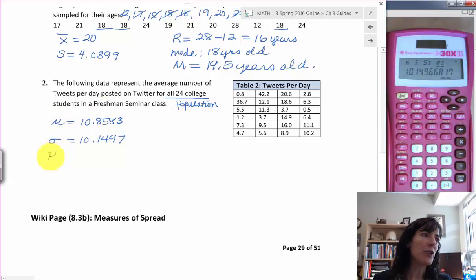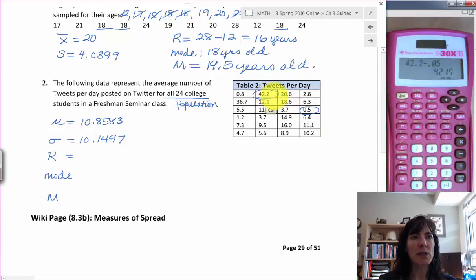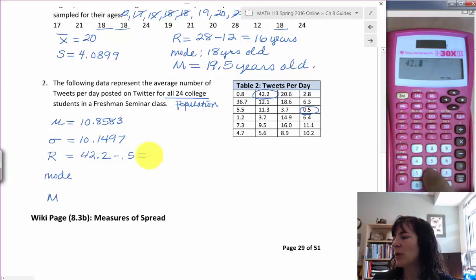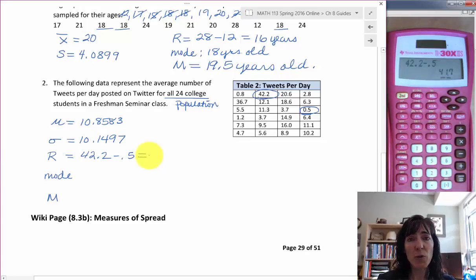I need the range, I need the mode, and I need the median. To find the range, I need the largest and the smallest values, and I see the 42.2 and the 0.5, so I'll just subtract them. 42.2 minus 0.5, and I get 41.7 for my range.